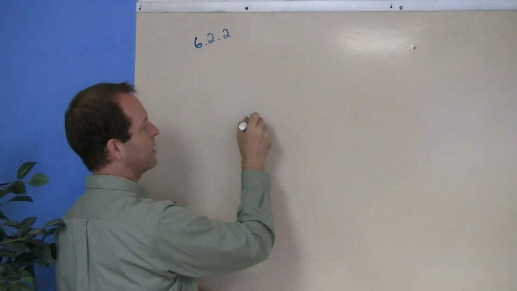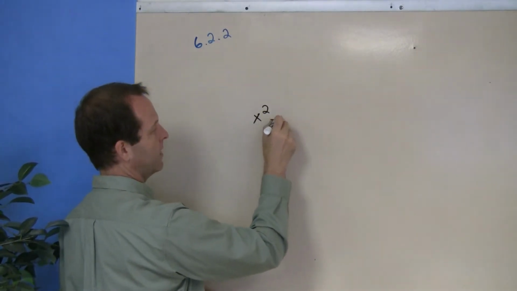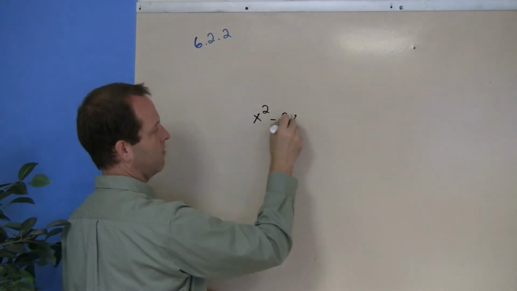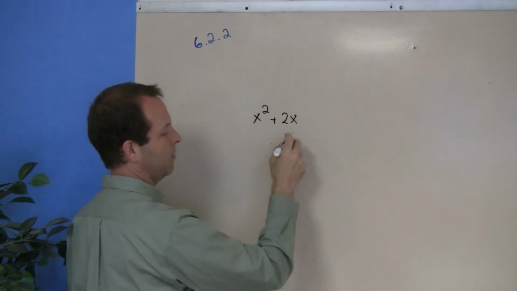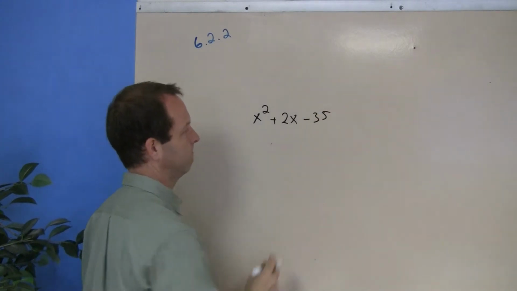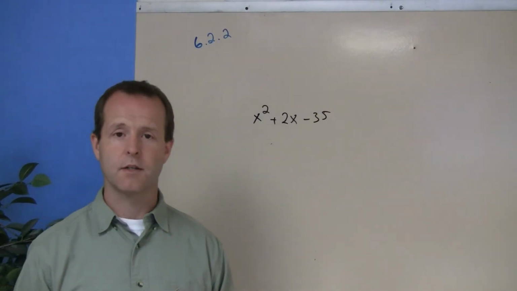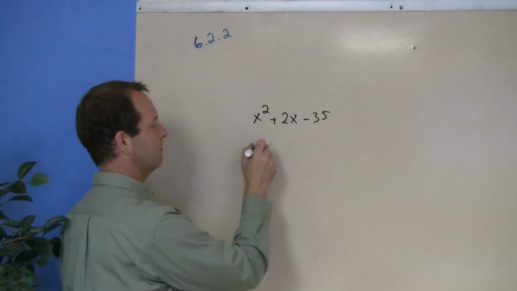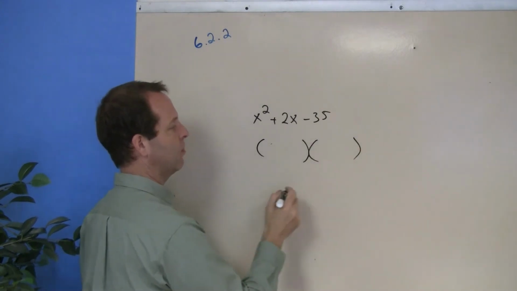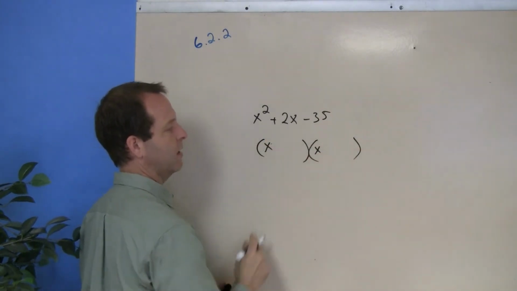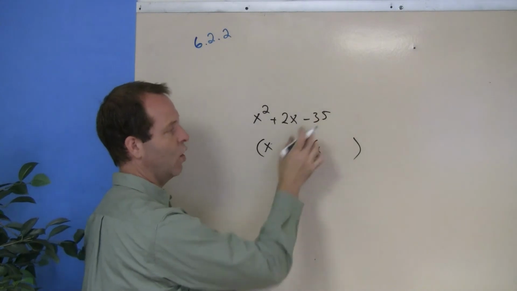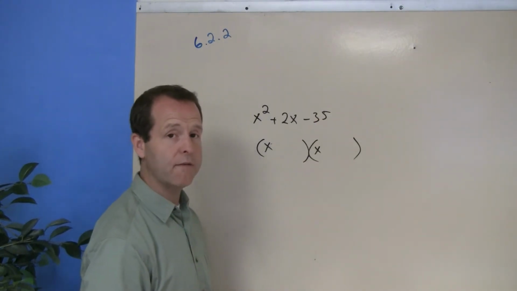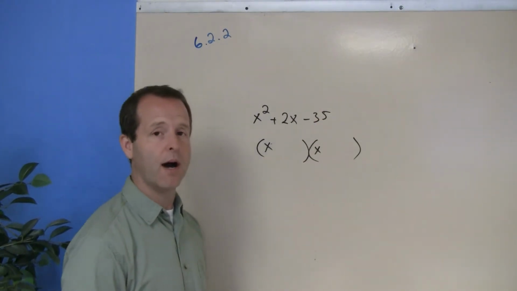And let's look at x squared plus 2x minus 35. What do you want to do first? Well, let's put down some parentheses and put the x's in the first spots. Then think of what are all the factors of negative 35 that add up to a positive 2.